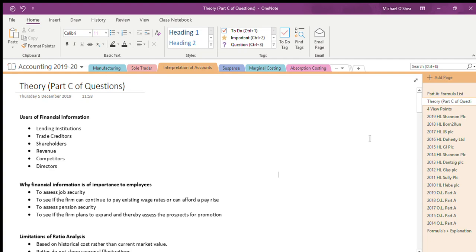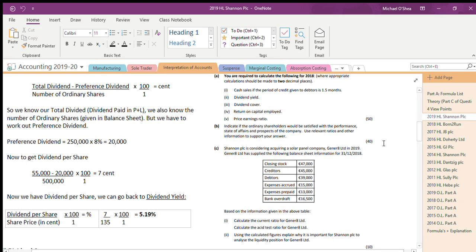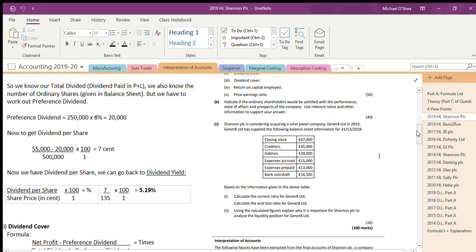This is a quick video just to go through part C of interpretation of accounts. I'm going to look at the last couple of questions and go through a quick breakdown. If A is the formulas and ratios, and B is the analysis, then C could sometimes be a mix of different things.